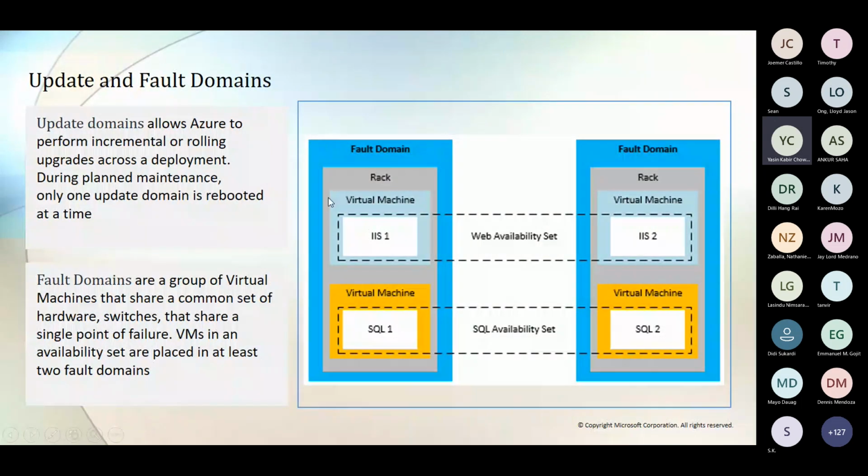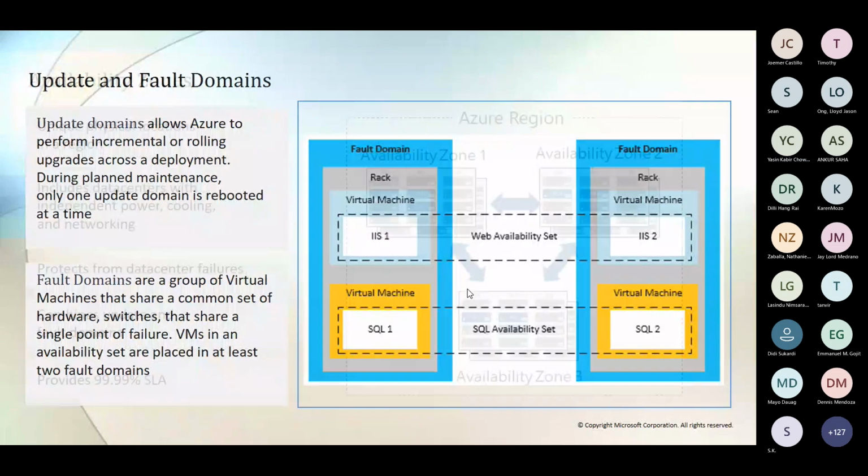These are the fault domains: the same rack, the same data center. It is a group of virtual machines that shares a common set of hardware, which means they are in the same rack, same data center. Update domains allow Azure to perform incremental and rolling upgrades across the deployment during planned maintenance. When there is planned maintenance, the update is automatically incremental and rolling.